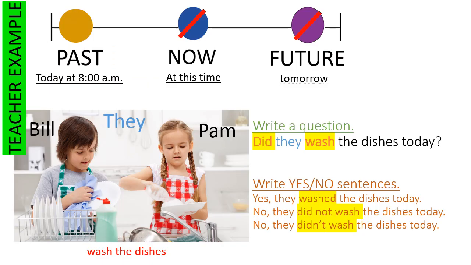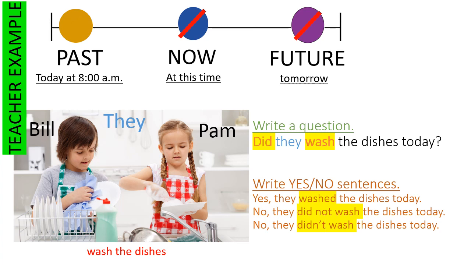Here is the teacher example showing you what to do on each slide. So look at the green sentence. It says write a question. And the orange sentence says write yes, no sentences. So how do you make a question and sentences? So first I want you to look at the timeline.